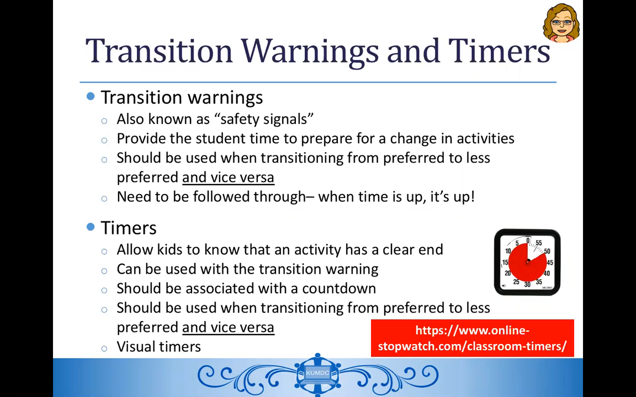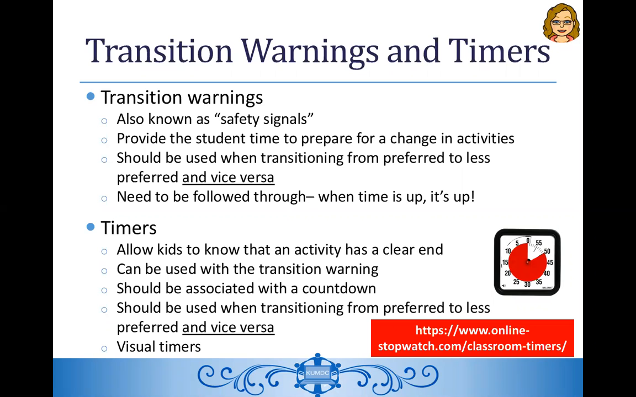So you might give the class that 5-minute warning verbally, but then you might also want to give them a timer. So this allows students to know when an activity has a clear end and they're able to see it and visualize it. Like I said, it can and should probably be used together with a transition warning and should be associated with some type of countdown. So the students are able to visualize what that looks like. 5 minutes, what does that look like on a countdown or on a timer?